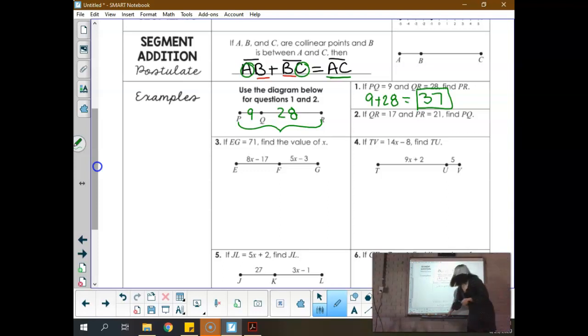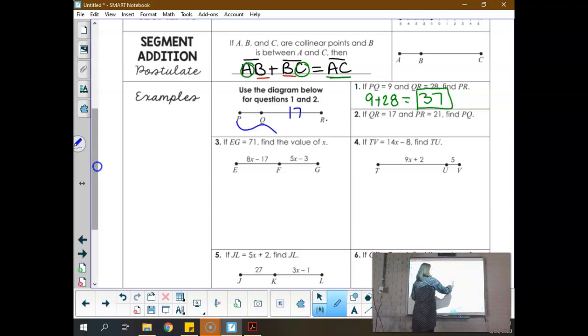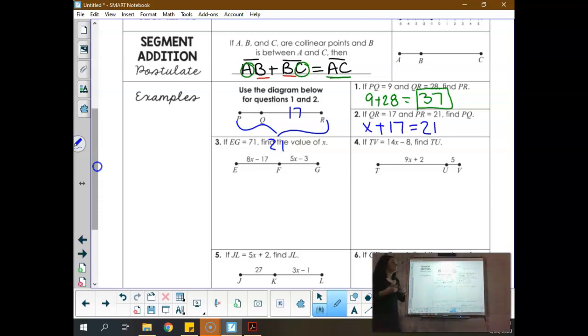Number 2 says that QR, and I'm going to switch my colors, QR is 17, and PR, which is this whole thing right here, is 21. Now, you need to find what PQ is. All right, so I have some X plus 17 equals 21. That makes life a little easier because you know, I don't know what this is. This plus this equals the whole, and you can solve and get that X equals 4.